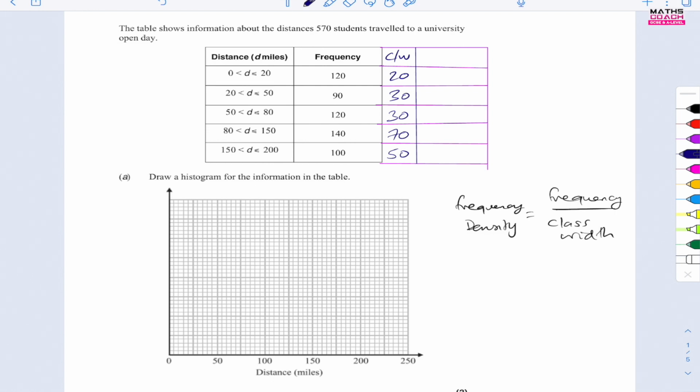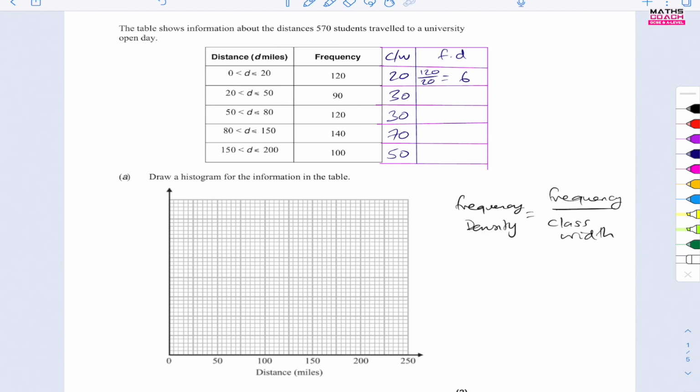Okay, so that's that. Now in here, we're going to call this frequency density. Now, how do we calculate the values that go in here? Well, if we look at the formula, frequency density is equal to the frequency divided by the class width. In this first row, what is our frequency? Our frequency is 120, and our class width is 20. So what we're going to put in here is 120 divided by 20, which gives you 6. So the frequency density for the first one is 6.